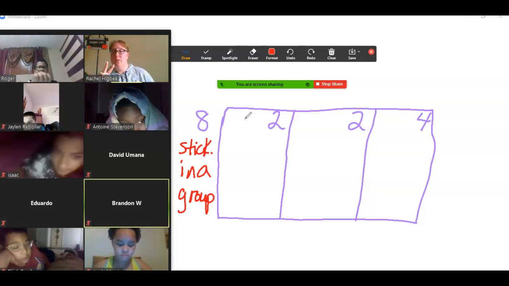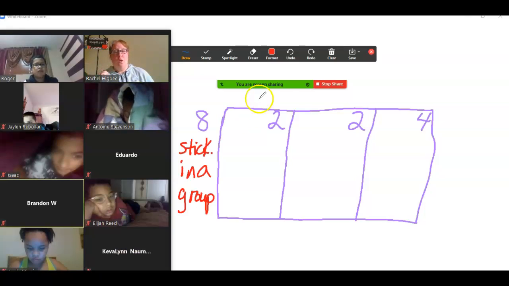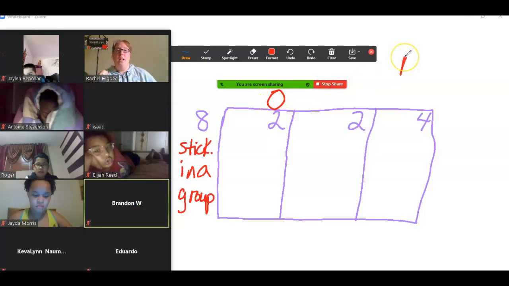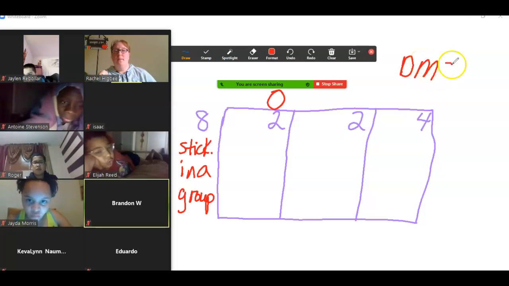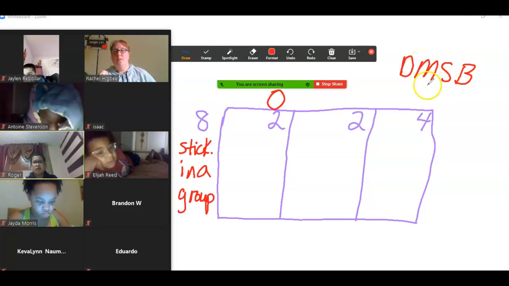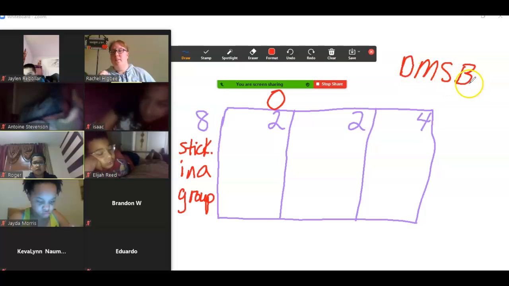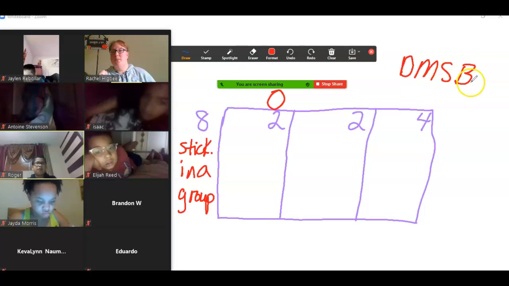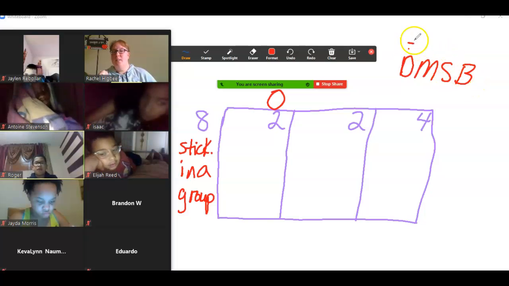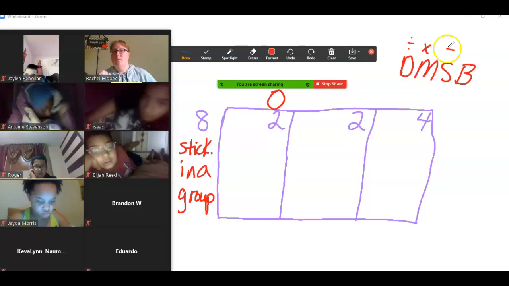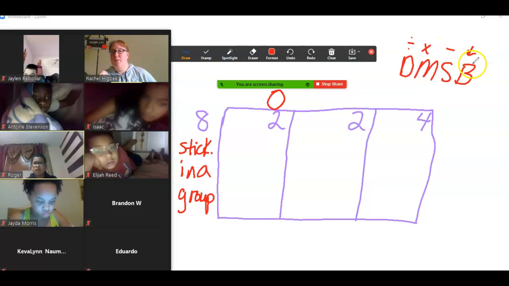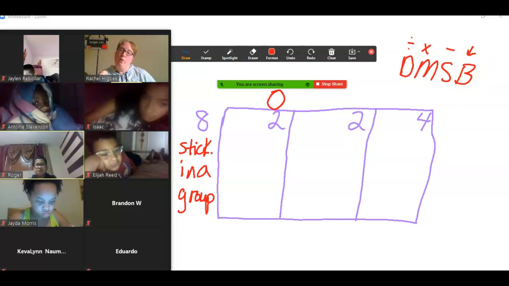So I have 2 stickers and I cannot make a group of 8 out of only 2. So I'm going to place a 0 here, okay? When I divide, these are my steps. We can think of it this way: daddy, mama, sister, brother. That's divide, multiply, subtract, bring down. Okay, only with the box method, instead of bring down, it's actually like bring over.